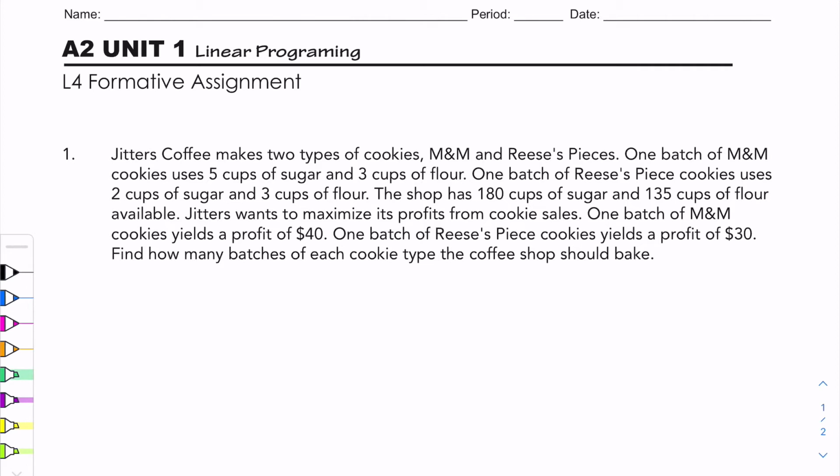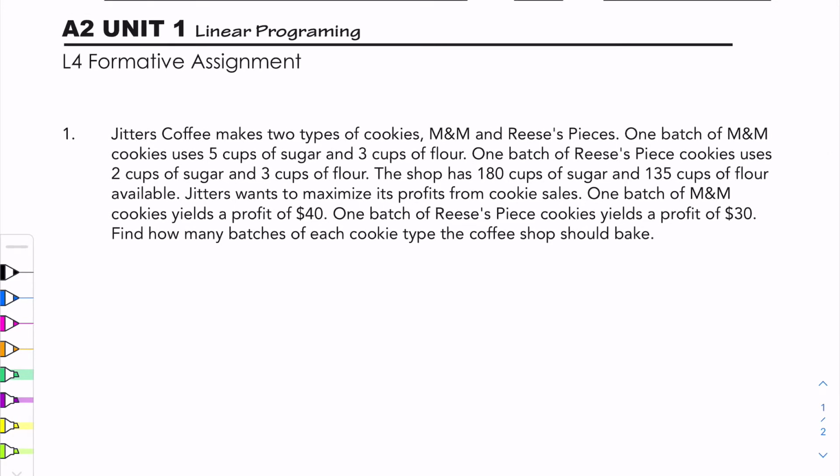Jitters wants to maximize profit from its cookie sales. One batch of M&M cookies yields a profit of $40. One batch of Reese's Pieces cookies yields a profit of $30. Find how many batches of each cookie type the coffee shop should bake.